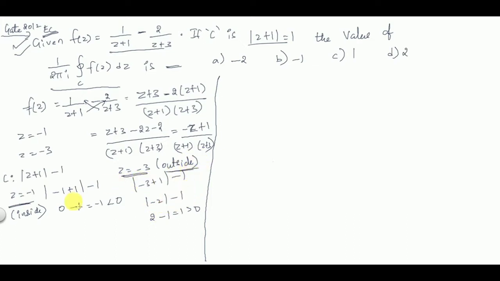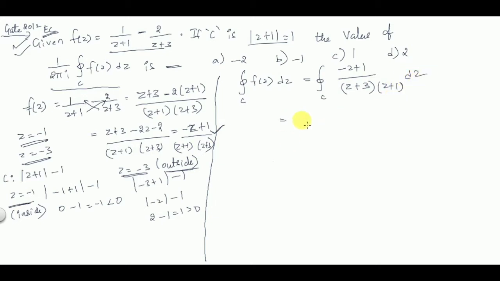So we have one singularity inside and the other singularity outside this contour. Therefore, integral C f of z dz is equal to integral C, where f of z is minus z plus 1, and since only z equals minus 1 is inside, we have to shift the z equals minus 3 factor to the numerator. So shifting this to the numerator, this is f of z.